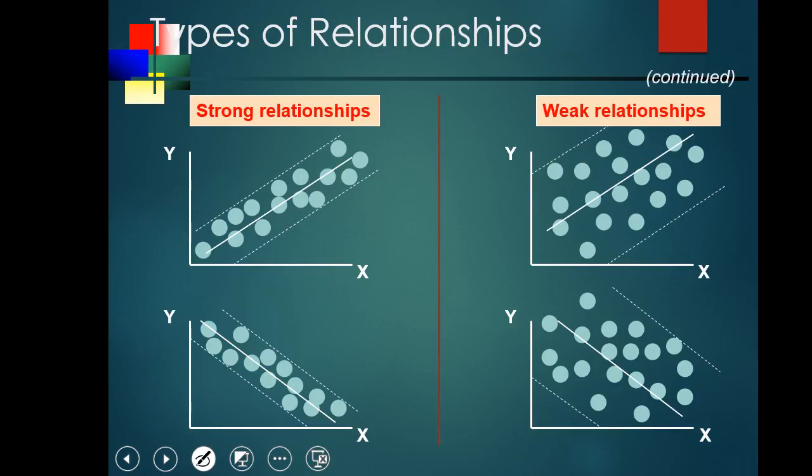Okay, we can also see that in the case of a linear relationship, if the points are very close to each other, the relationship is very strong. The same goes for a negative relationship: if these points are very close to each other, this is also a strong relationship. But if these points are away from each other, then for increasing as well as for decreasing, the relationship is weak.